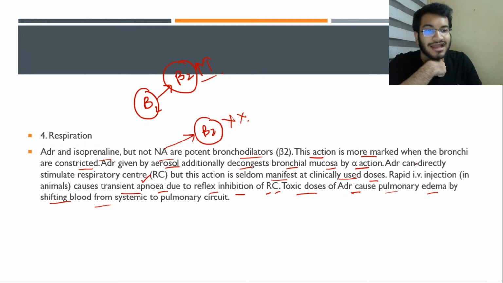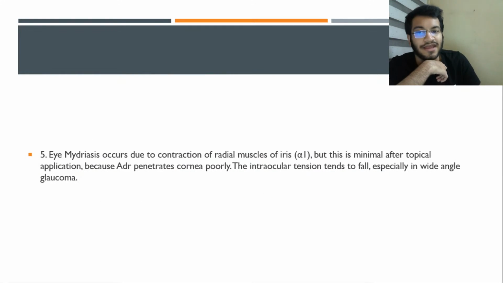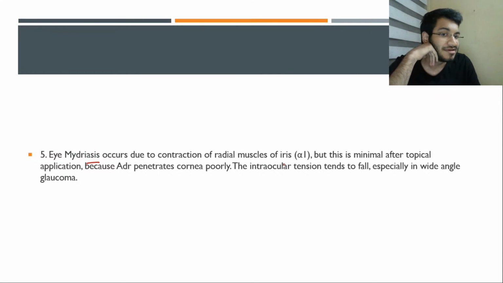So what is he saying: on rapid IV injection there is transient apnea due to reflex inhibition of the respiratory center, and toxic doses of adrenaline cause pulmonary edema by shifting of blood from the systemic to the pulmonary circuit. Then in the eye it causes mydriasis. Mydriasis occurs due to contraction of the radial muscles of the iris by alpha 1, but this is minimal after topical application because adrenaline does not penetrate the cornea properly.